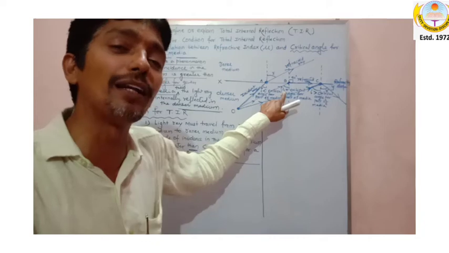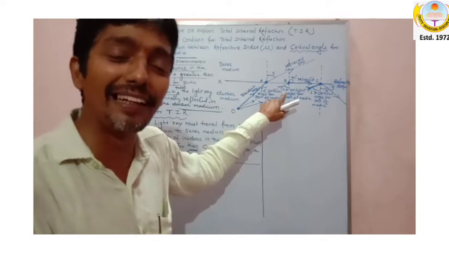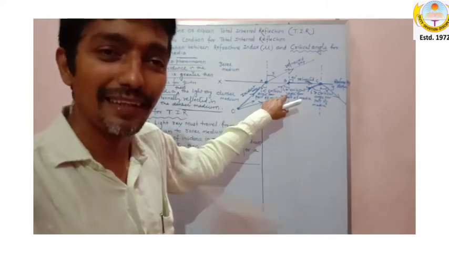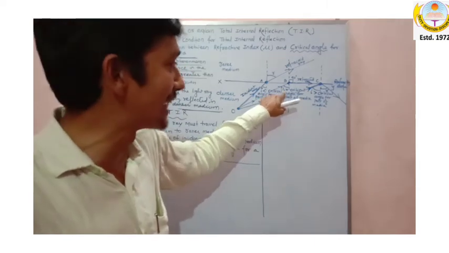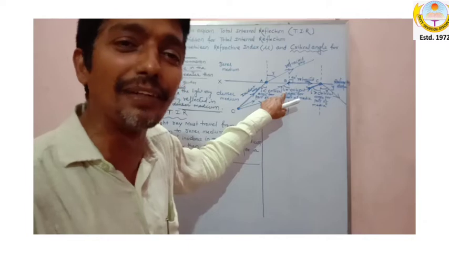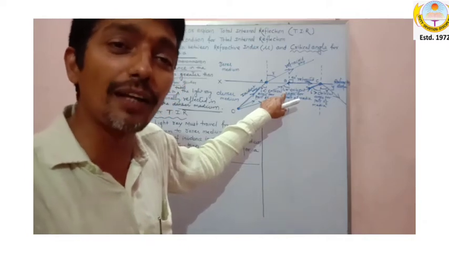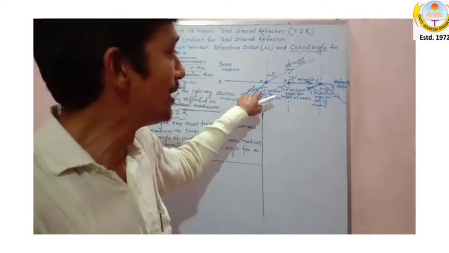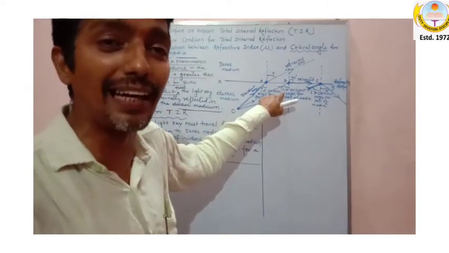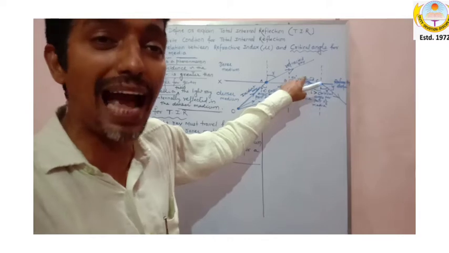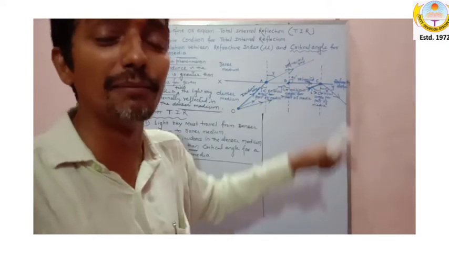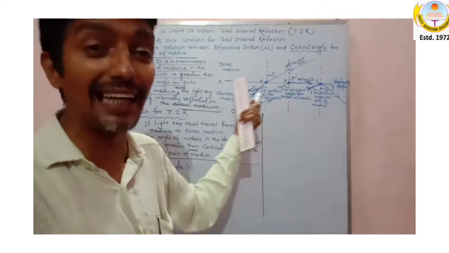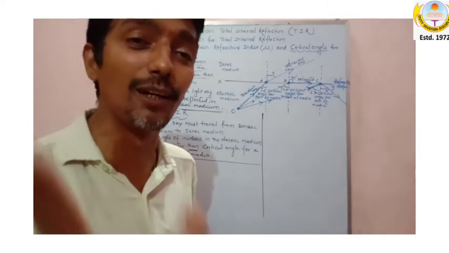So to whom do we call critical angle of incidence? Critical angle of incidence is the angle of incidence, this angle of incidence itself is called critical angle of incidence. But why is this called critical angle of incidence? This angle of incidence is not just called critical angle. Why is it called critical angle? Because the angle of refraction in the rarer medium is 90 degrees. And therefore this angle of incidence in the denser medium is called critical angle of incidence.